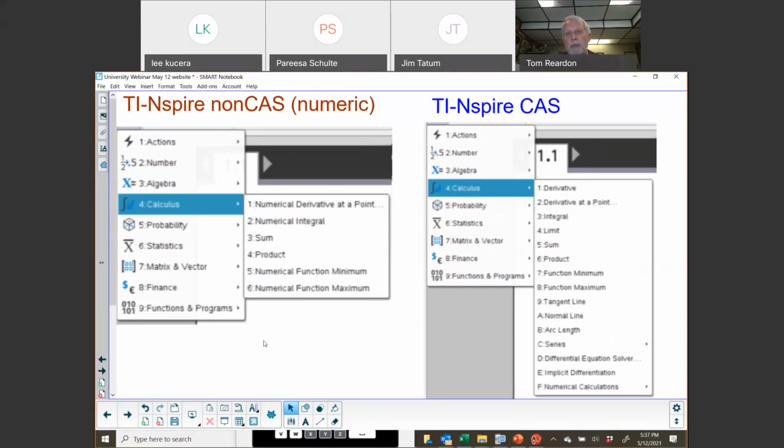And in calculus, which is where I'm focusing at first, these are the numerical things that we'll do on a non-CAS or numeric. But on the CAS, computer algebra system version, it will actually take the derivative symbolically, do the antiderivative, limits, summation, series, implicit differentiation, does all of that, okay? So be aware.